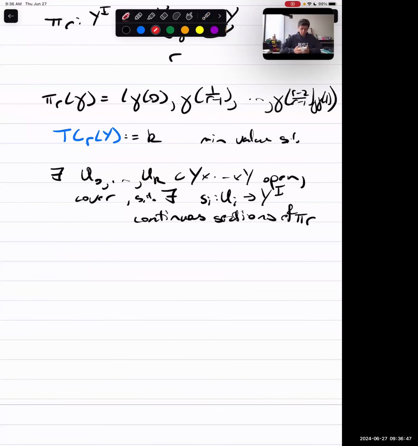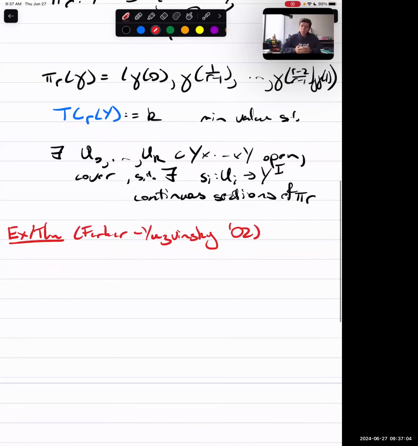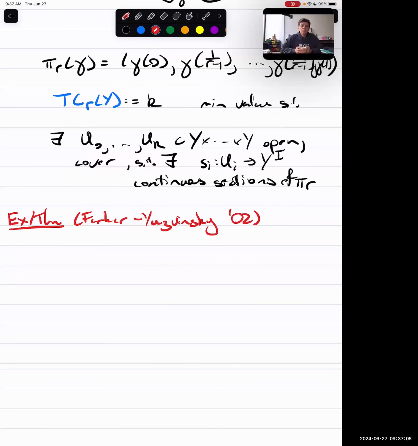So first example, slash theorem, and this is in some of the earliest papers of Farber, and this is with Yuzvinsky, is that if we're dealing with the ordered configuration space of n points in the plane, then the topological complexity in this case is going to be 2n minus 3.